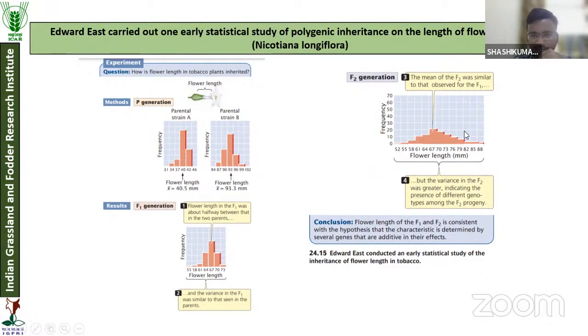So there were very different classes of flower length in millimeters, and the variance is high. As in the Mendelian experiment, the parents and the F1 were uniform and the F2 was segregating, showing more variation. Same thing in this F2 population, which shows more variance. But the F2 mean is similar to the F1 mean, and the F1 mean is similar to the parental mean. So he proved that these quantitative traits are controlled by many genes and affected by the environment.